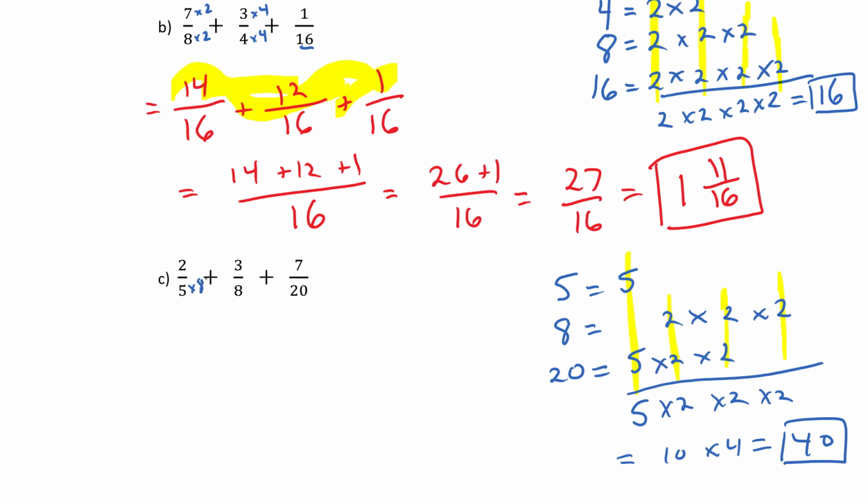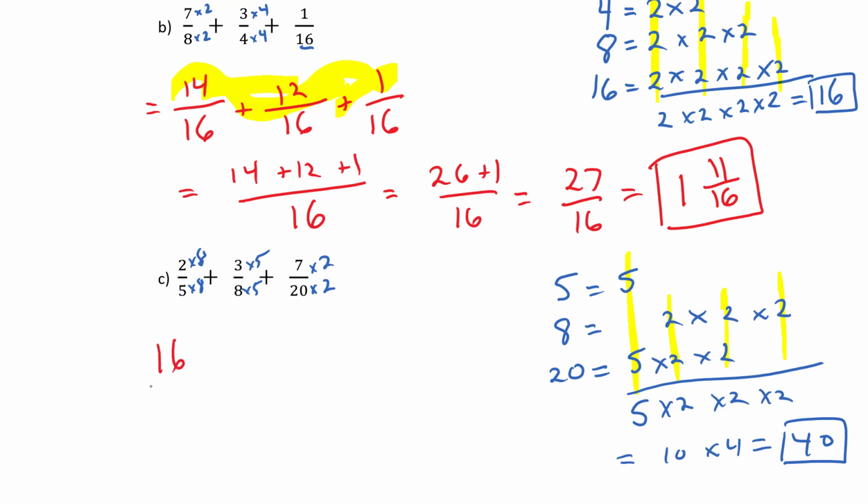5 times 8 is 40. 2 times 8 has to be done to not change the value at all. 8 times 5 is 40. Do the same to the top times 5. And 20 times 2 is 40. Do the same to the top. We'll then do the math now.